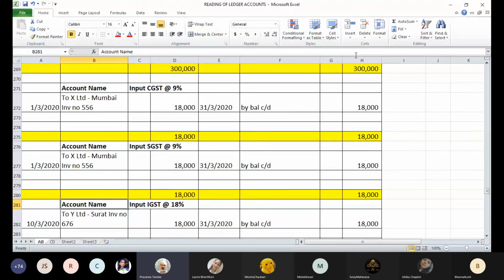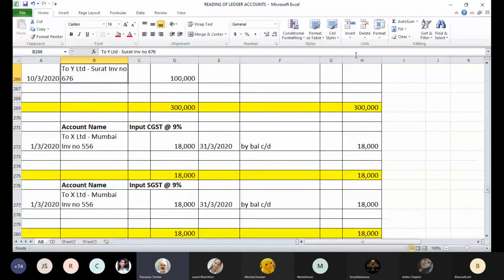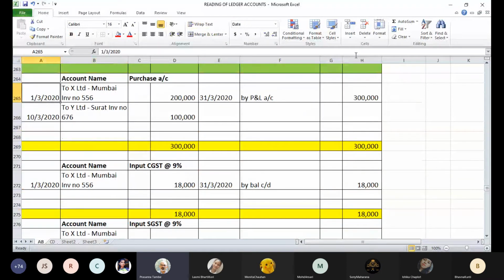So with this background, let us look at these two transactions. A simple case of purchases. On 1st March 2020, you have made a purchase. What is the basic value of purchase? Invoice number 556, X Limited. Look at the account and tell me. What is the basic purchase price? Is it not 2 lakhs? Yes, 2 lakhs.